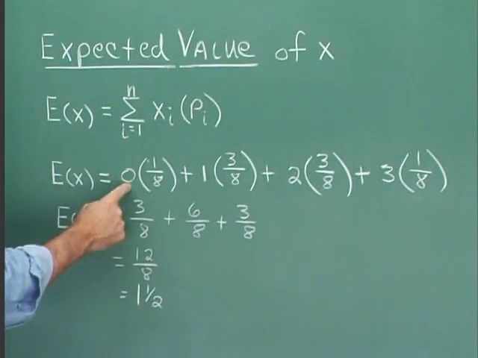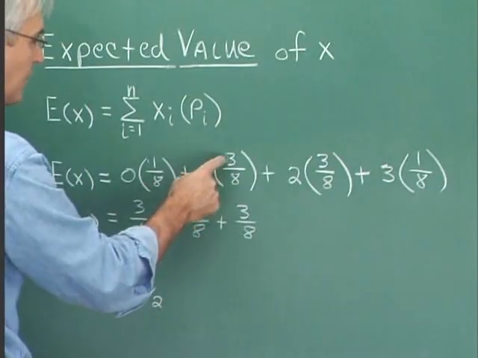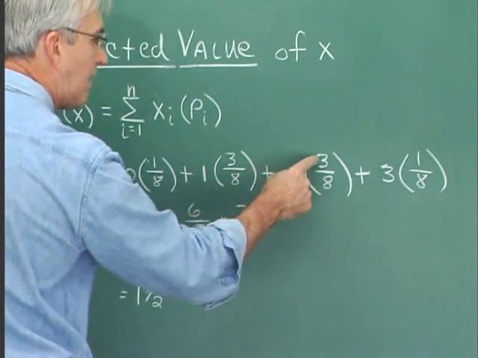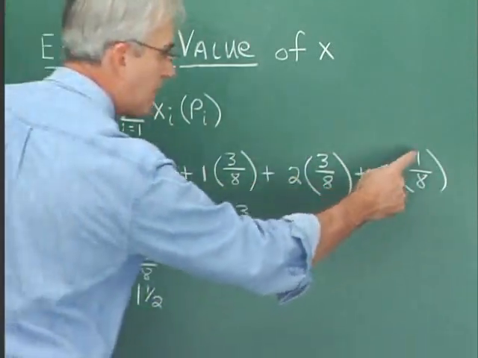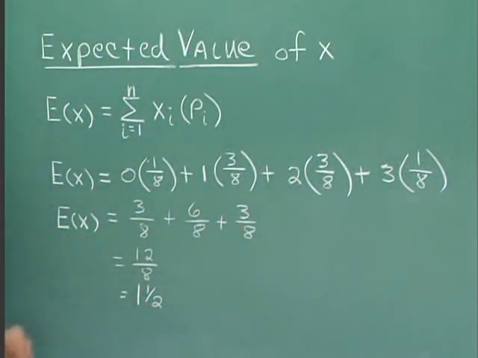So for 0 heads, the probability is 1/8. For 1 head, the probability was 3/8. For 2 heads, the probability is 3/8. For 3 heads, the probability is 1/8. Multiplying here and then collecting, we find 12/8 or 1.5. So the average number of heads, you see, in all of this business is 1.5.